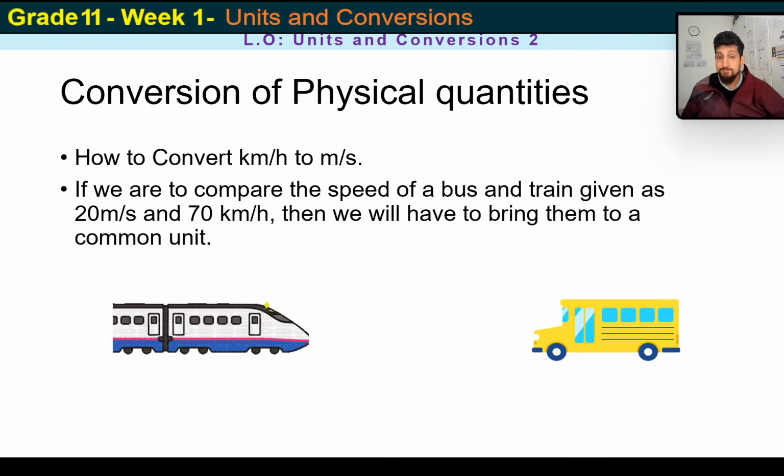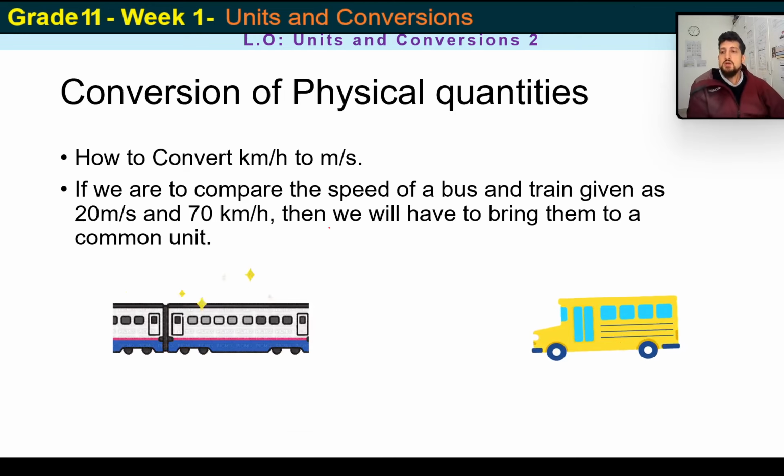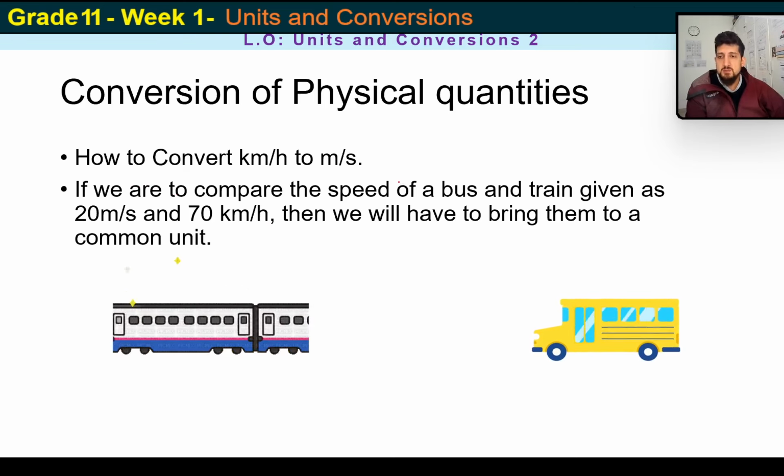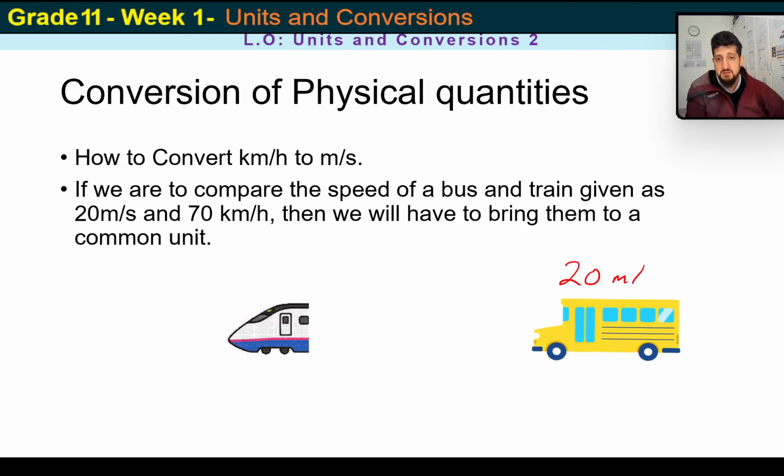Let's move on. Okay, here's where we get to the real physics with conversions, that is. So how to convert kilometers per hour to meters per second. We have a real example here. If we are to compare the speed of a bus and a train given as 20 meters per second and 70 kilometers per hour. So hopefully the 20 meters per second refers to the bus, which is here. And the train is 70 kilometers per hour.